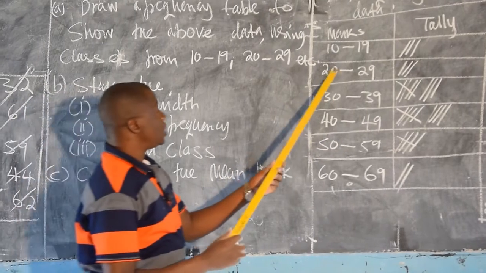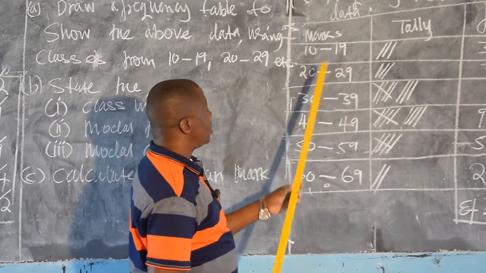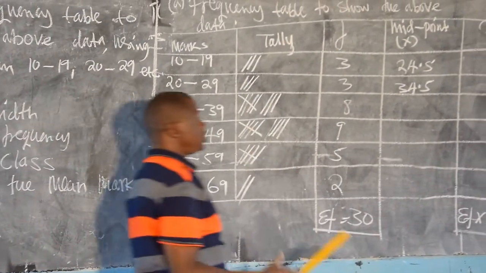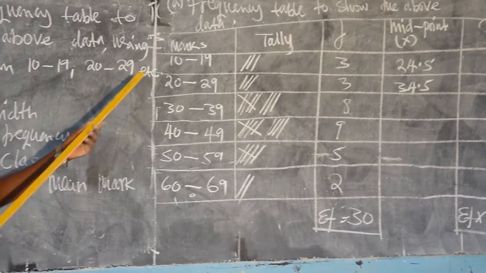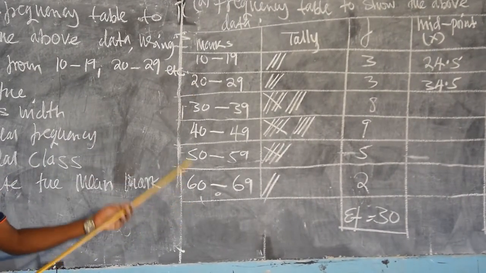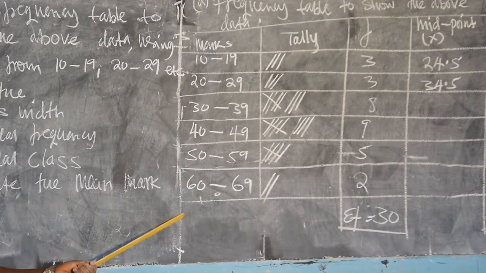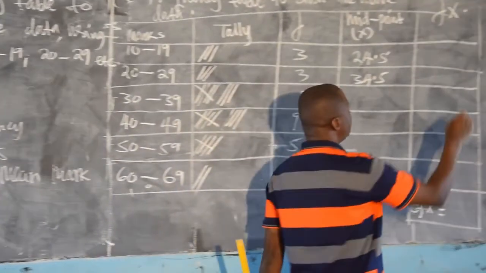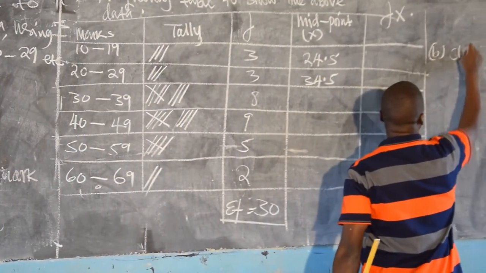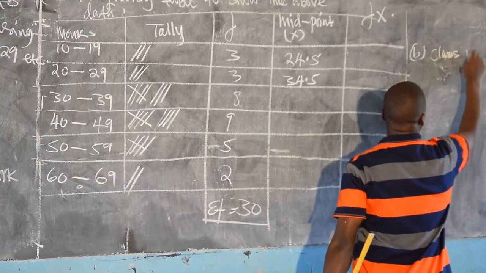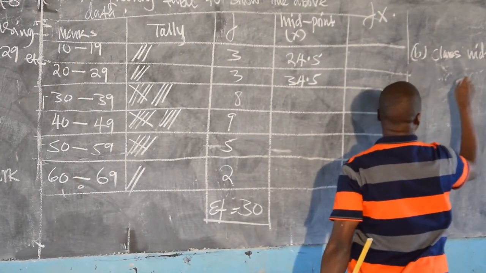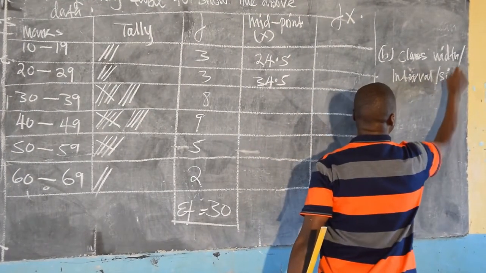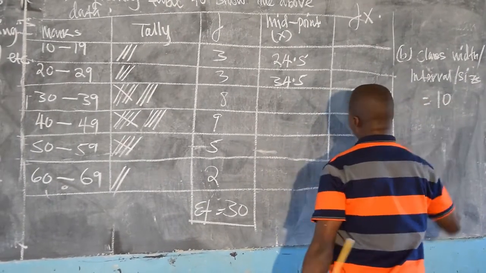We shall also go here and we observe. We shall have 34.5. I want you to note this. There is an additional figure here, a constant figure, that is 10. The constant figure, it is what we call the class width, or interval, or size. We have seen that it is 10.